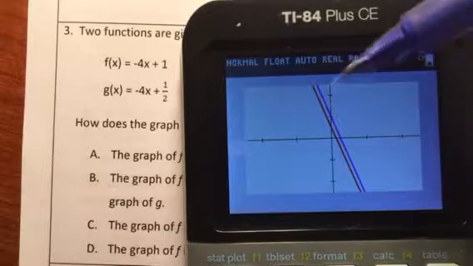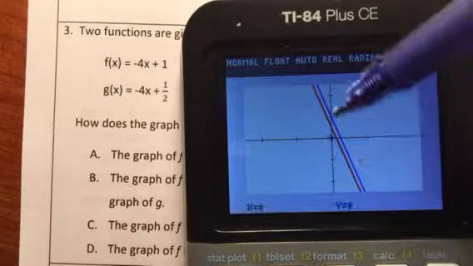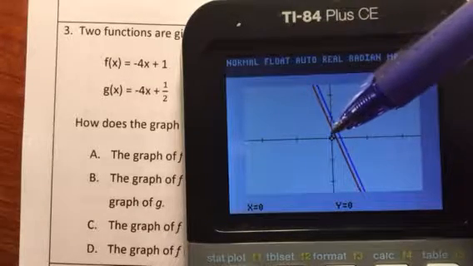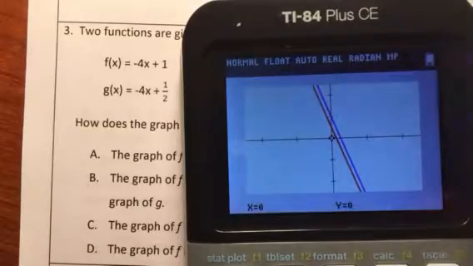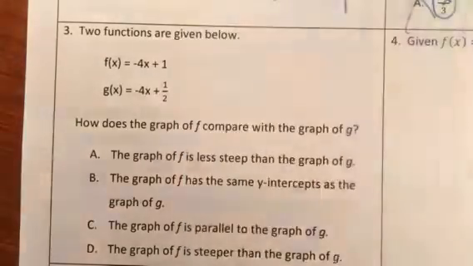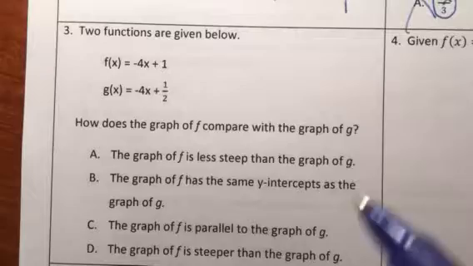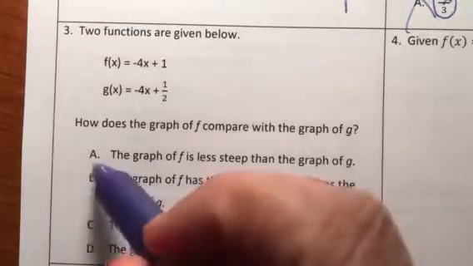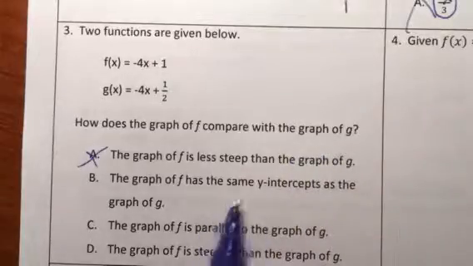Okay, as you can see, the blue is our original, so it shifted down. The steepness didn't change at all. So let's see if anything happens here. So this says that f of x is less steep. Well, the steepness didn't change.